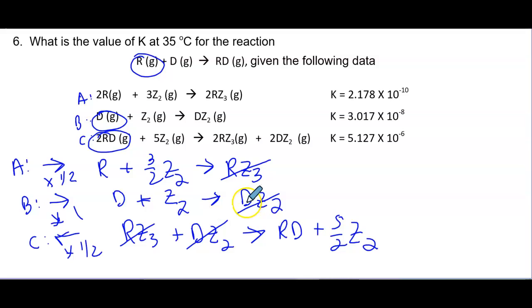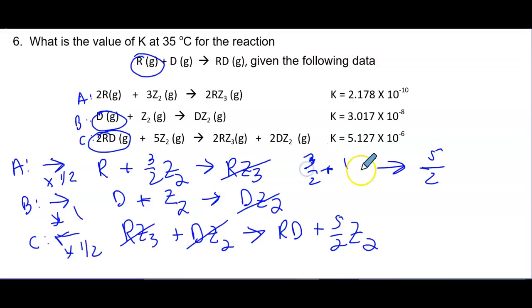And then I have to deal with my Z2s. I have 3 halves Z2 and 1 on this side. So if you think about just looking at those, I have 3 halves plus 1. And on the other side, I have 5 halves. I'm looking at just my Z2s because something can be done with them because they're in more than one place. They have to be sort of summed or reduced or however you want to think about it.